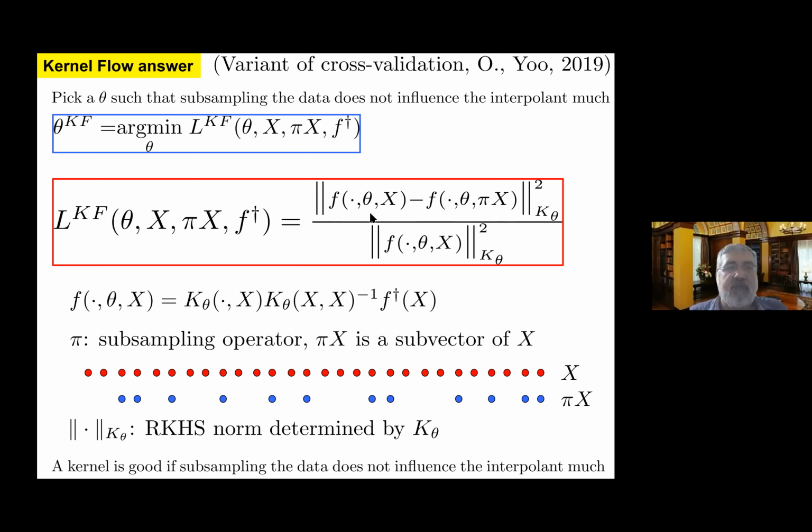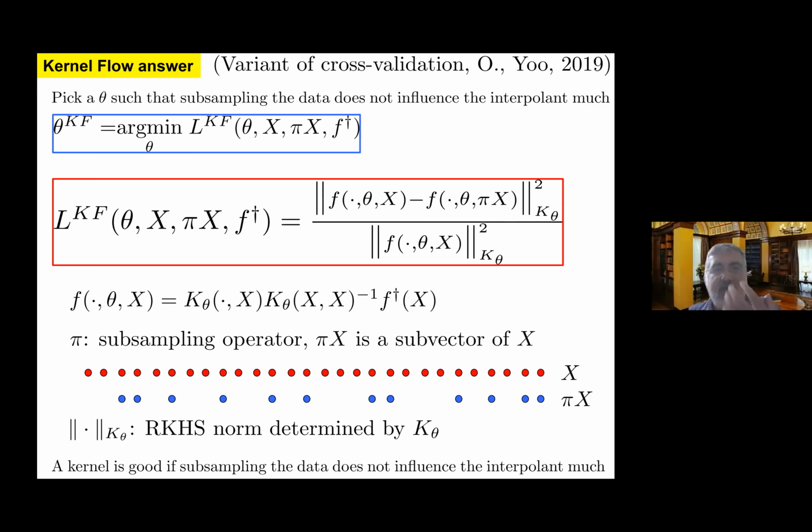The first interpolant is the interpolant obtained with the kernel k theta and all the data x. The second interpolant is the interpolant obtained with the kernel k theta and a subset of the data pi x. So this operator pi is a subsampling operator and pi x is a subvector of x. And the norm used to define this relative error is the RKHS norm of the kernel k theta.